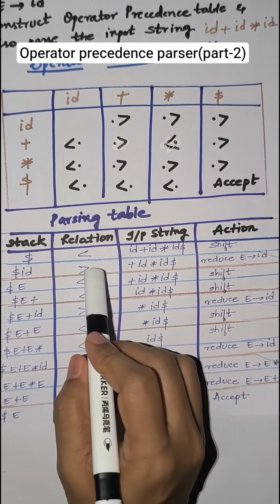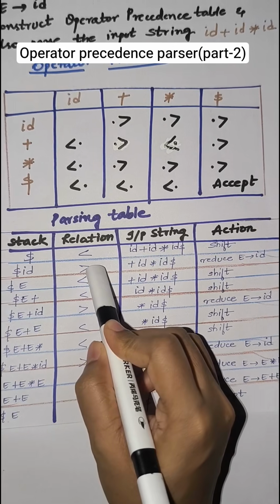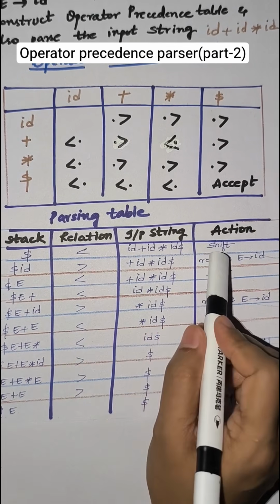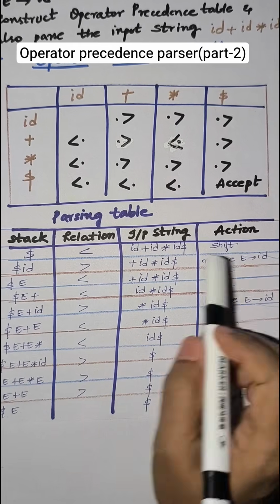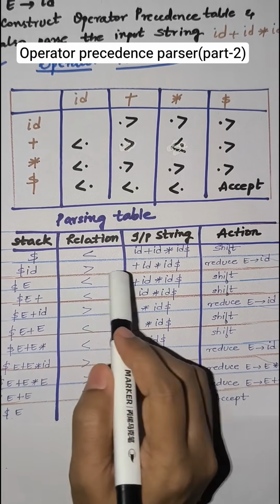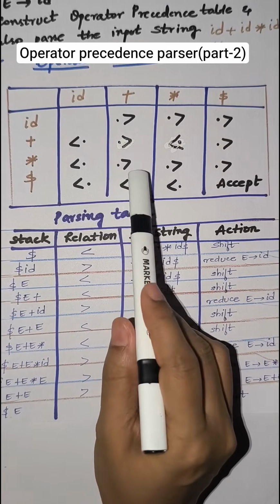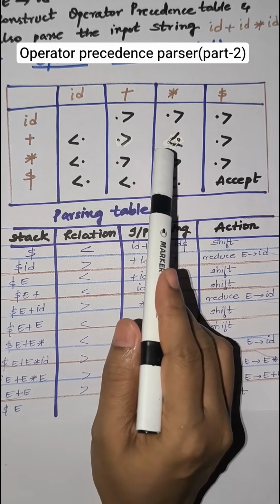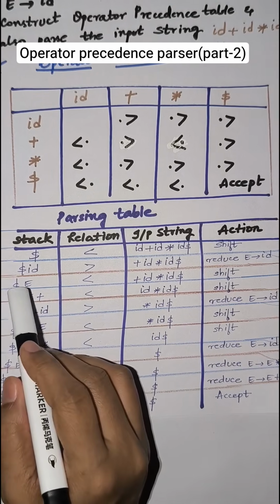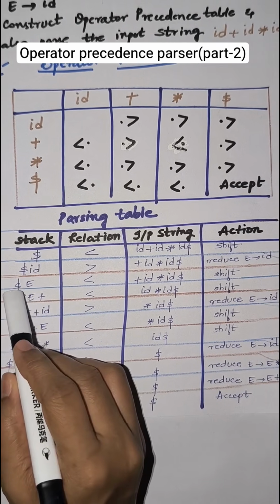Comparing id and plus, id has got greater precedence, so writing greater than. Whenever there is greater than symbol, reduce. Reducing id by E, in the place of id writing E. Comparing E and plus, if you look at this table, there are only terminals here, no non-terminals, so you cannot compare E with id plus. So going to the next symbol on the stack, which is dollar.